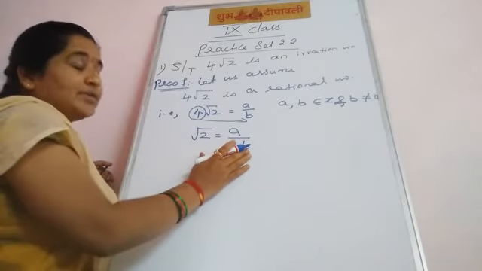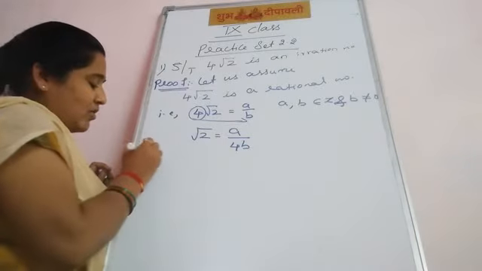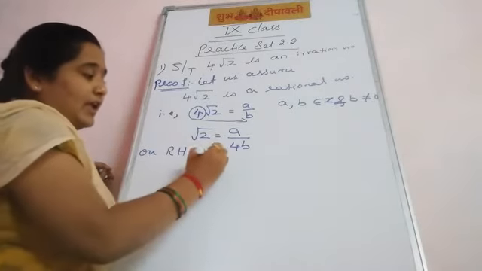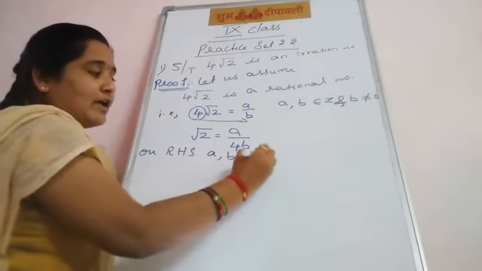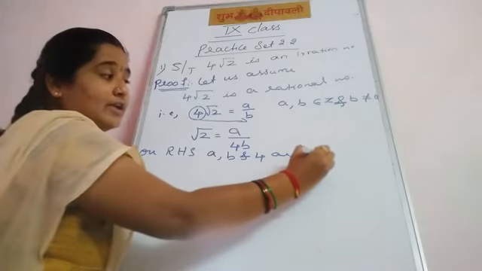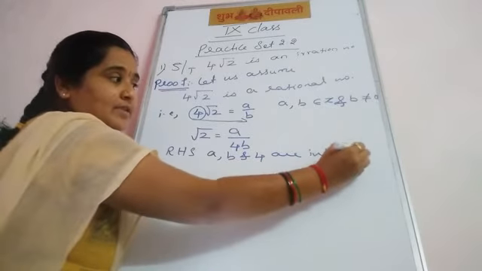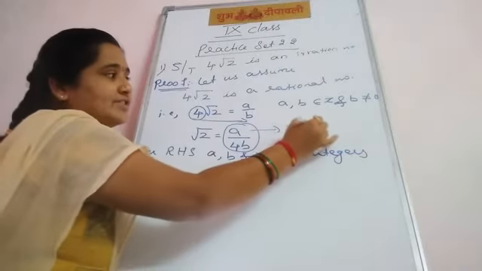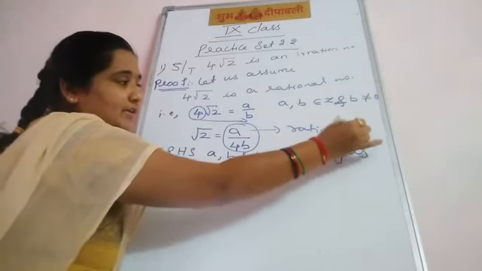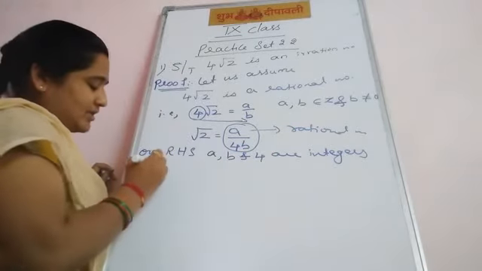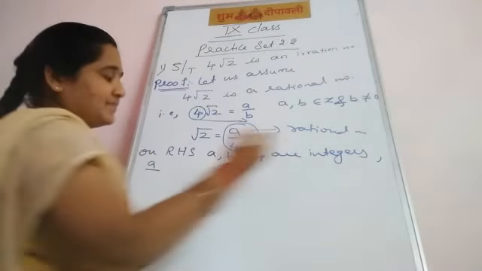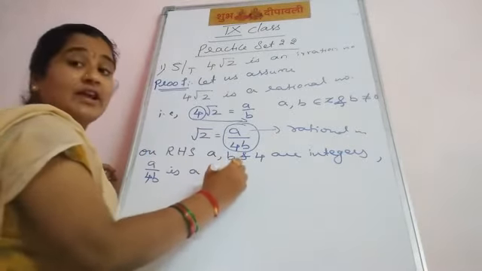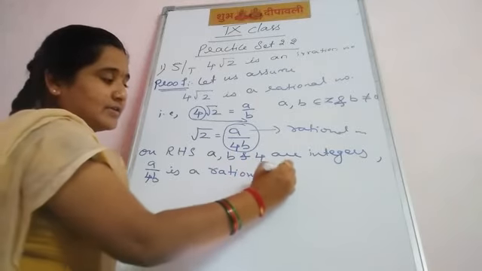Now coming to the right side, the RHS. A, B and 4 are what? Integers. Overall, this is a rational number. A upon 4B is a rational number.